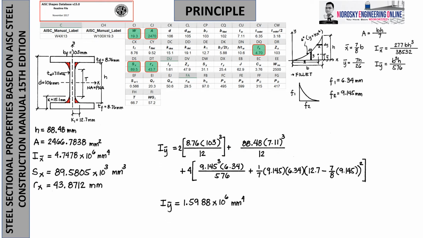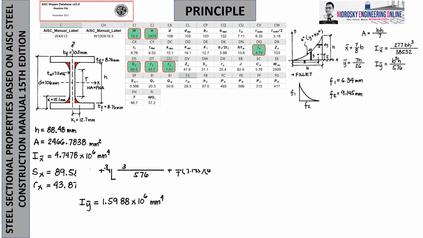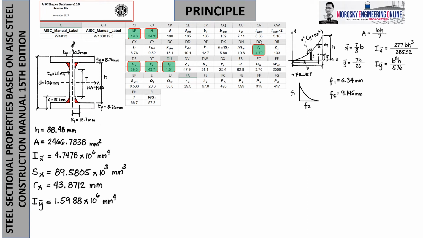So, ganun din sa I bar Y. So, lahat ng inertia papupuntahin mo sa gitna naman na vertical. So, therefore, by that, you can get 1.5988 times 10 to the 6 millimeters to the 4th. Okay? So, close enough sa value na 1.61 times 10 to the 6 millimeters to the 4th. Okay, so ganun din si sectional modulus along the Y.